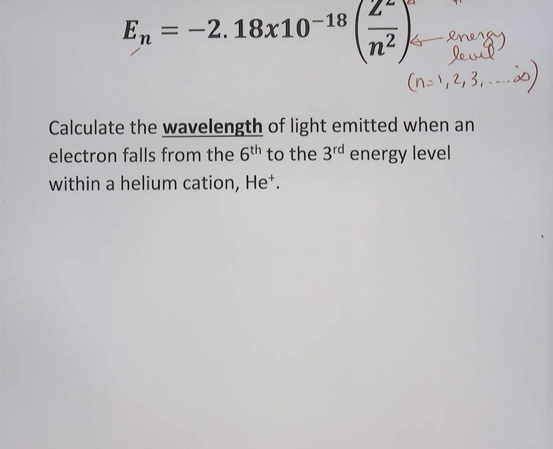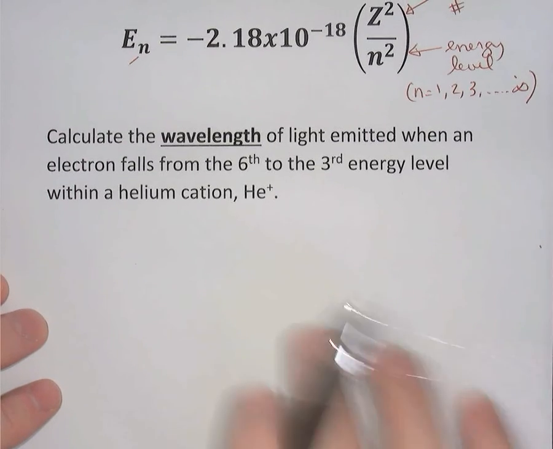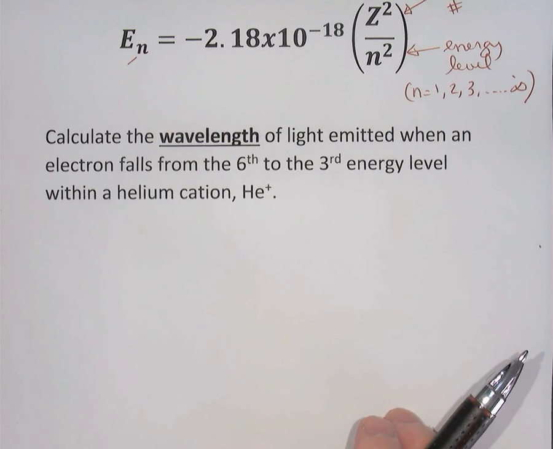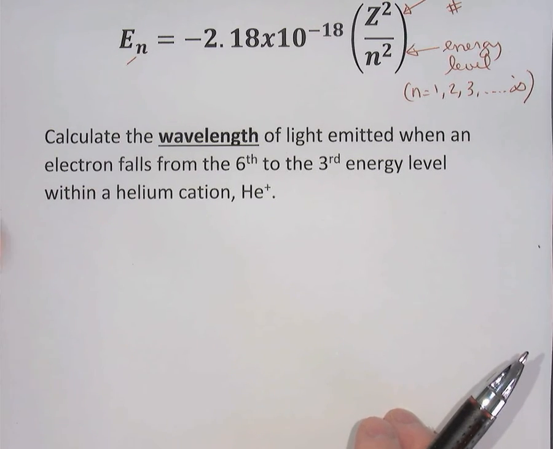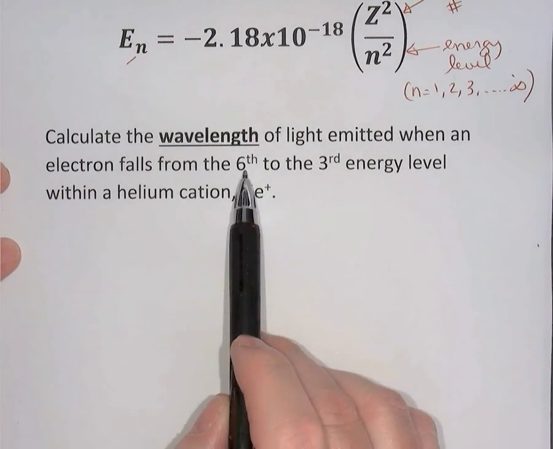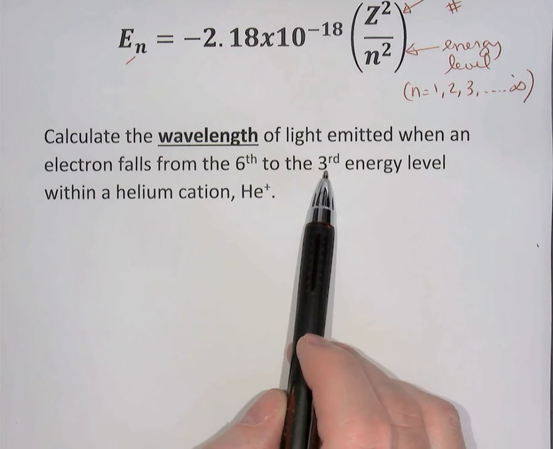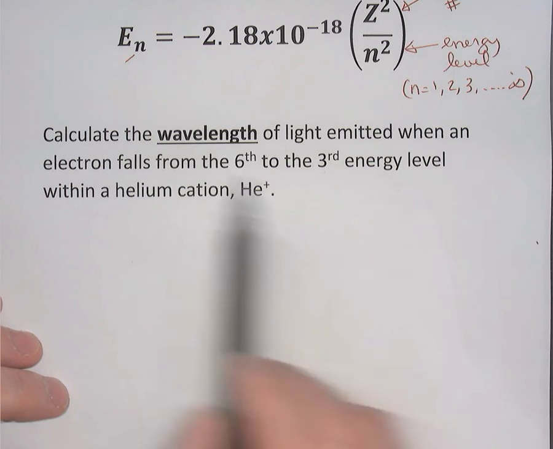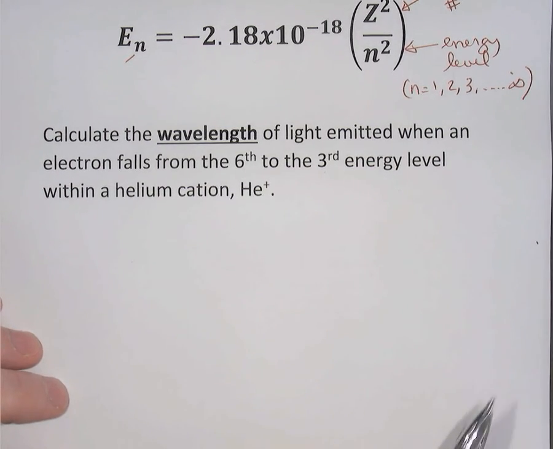Calculate the wavelength of light emitted when an electron falls from the 6th to the 3rd energy level within the helium cation He positive. So helium has only 1 electron, so we can use Bohr's equation. Its electron starts off in an excited state up in the 6th energy level, and it's going to fall back down to the 3rd energy level, which will still be an excited state. In falling from a higher level to a lower level, energy is going to be emitted. And so that energy is going to come out in the form of electromagnetic radiation, and we're going to calculate the wavelength of that radiation.